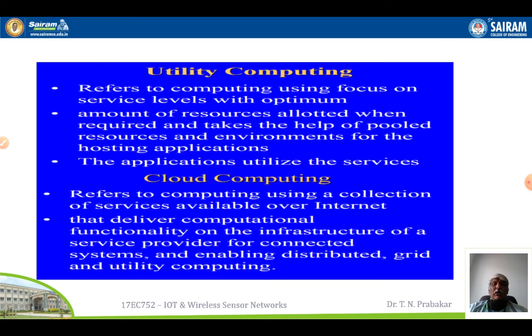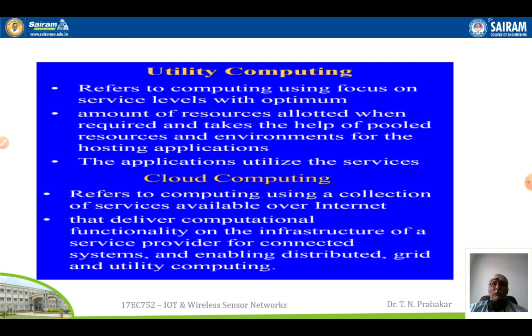There is a thing called utility computing. Utility computing refers to computing with a focus on service levels, with the optimum amount of resources allotted. Say for example, I have one particular application, right? Say I am going to use an Internet of Things platform for controlling a set of street lights. In that case, it is only an on-off operation, and some basic control strategy should be used. For making computations in this regard, I don't need a big server or big data. So in that case, what we can do is limit the amount of resources consumed, right? So this is actually called utility computing.